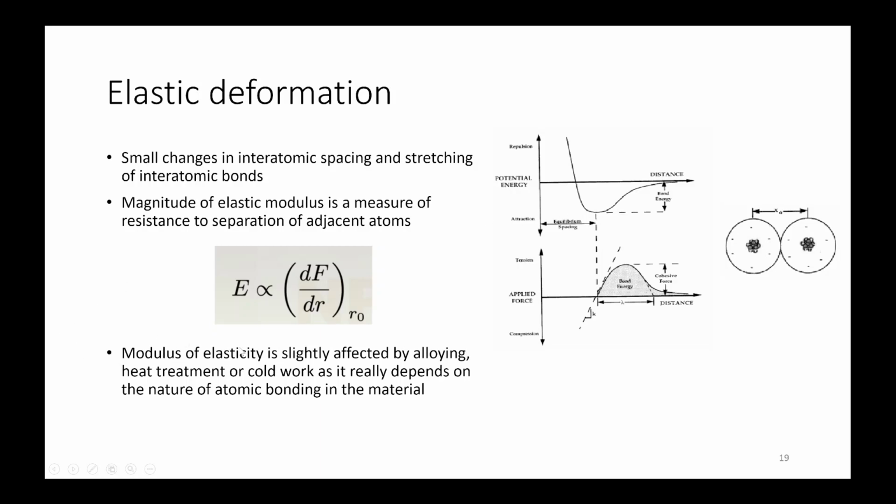Now the modulus of elasticity is only slightly affected by alloying, heat treatment or cold work, as it really depends on the nature of atomic bonding in the material. So this type of curve, potential energy versus interatomic distance, also decides your elastic modulus.